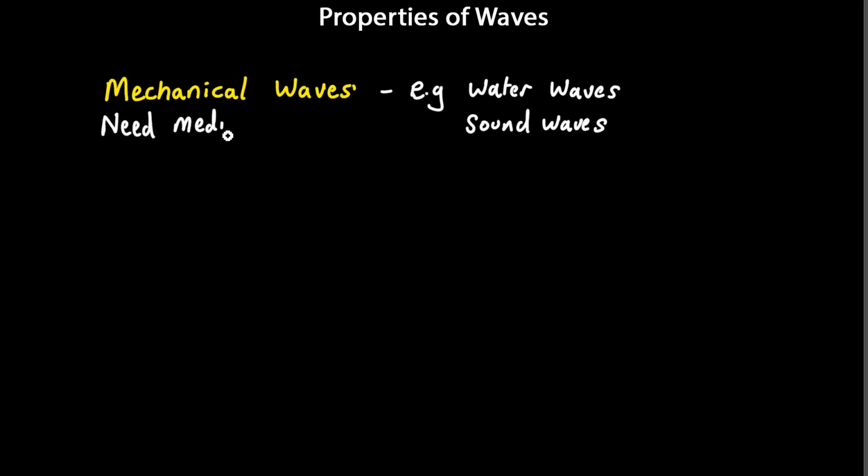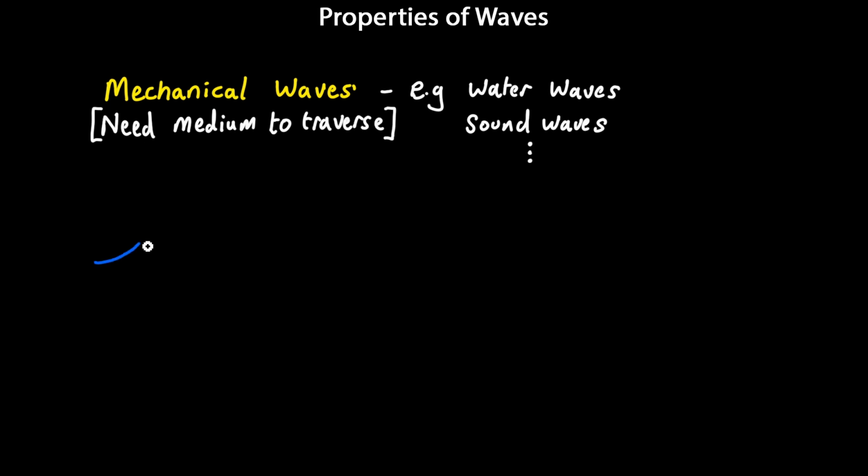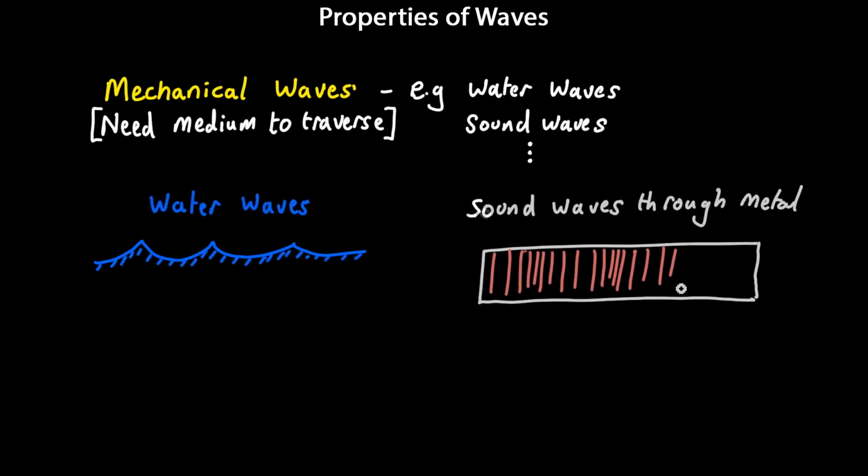And in fact, they can propagate through denser materials much faster. So let's say we have two mechanical waves, a water wave and a sound wave. And this sound wave is travelling through a metal bar, for example. What would you say is the medium for both these waves?